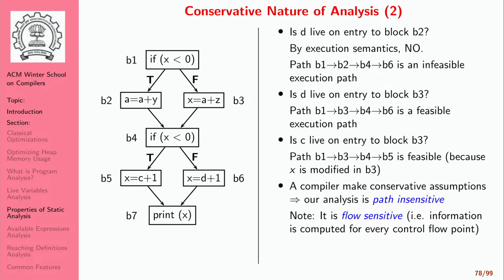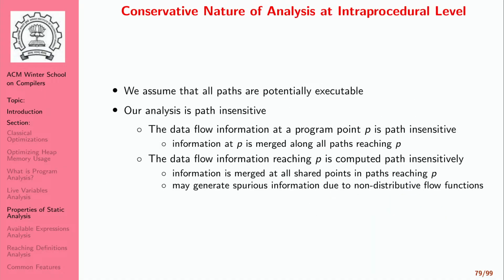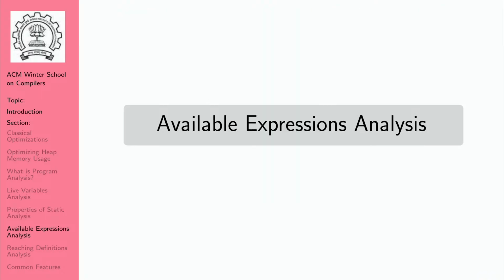So once again, a compiler makes conservative assumptions. Our analysis is path insensitive. It is flow sensitive, but it is path insensitive. It is flow sensitive because information is computed for every control flow point separately. So we assume that all paths are potentially executable.